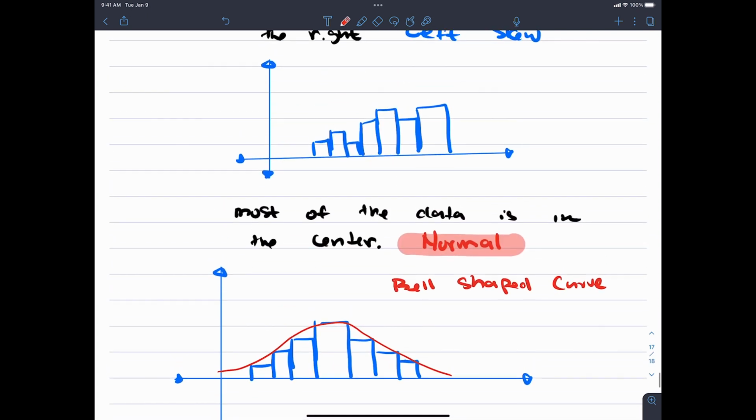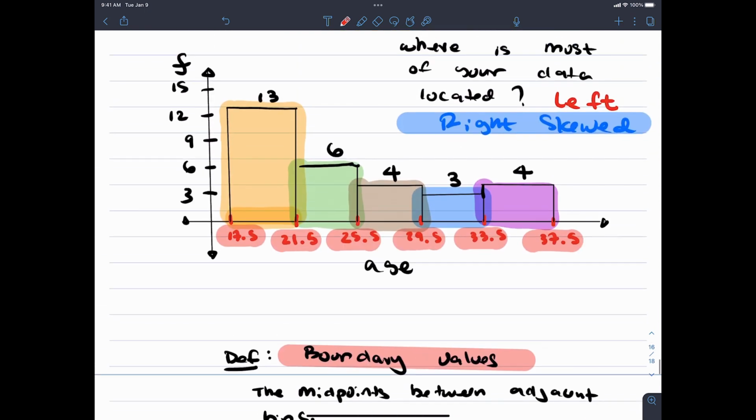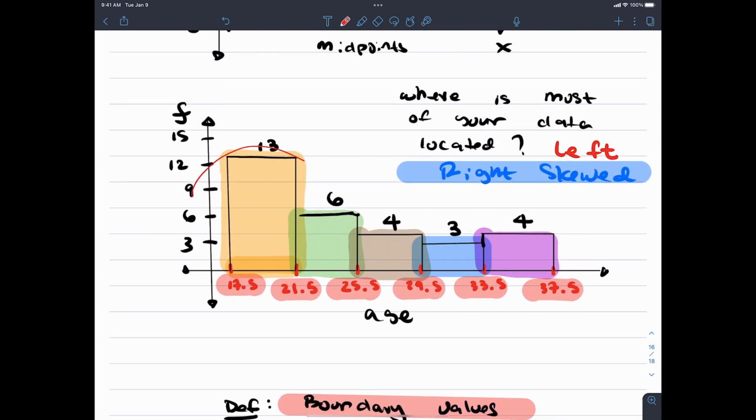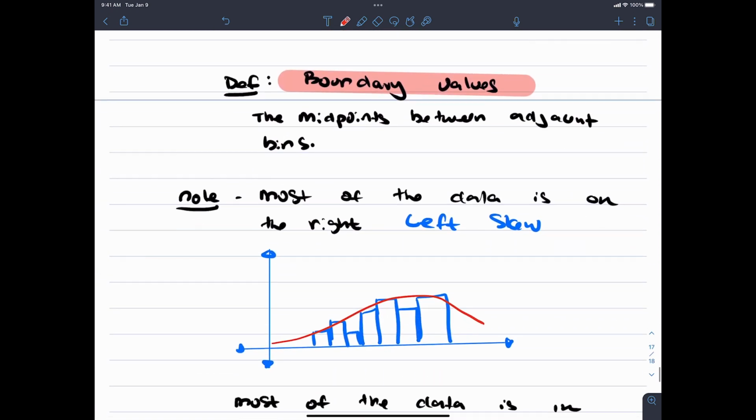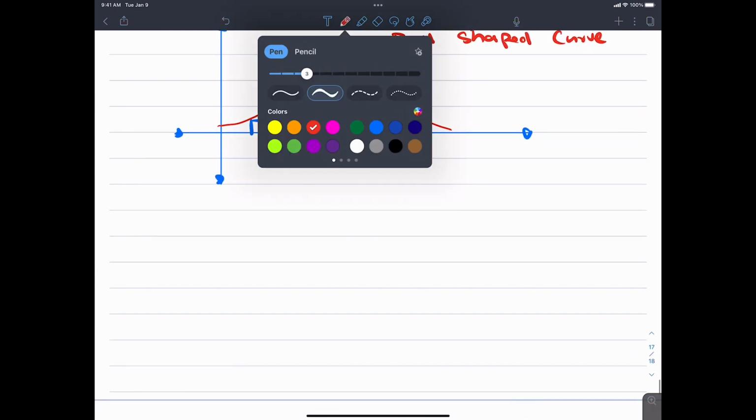Most of the data here, you can kind of draw this little picture. Most of the data is on the right. That's left skewed. And even over here, if I could, let me do a better version. Whatever. I think I have to do it this way. Yeah, most of the data is on the left. That's right skewed. So just to let you guys know, we have another situation that can show up.